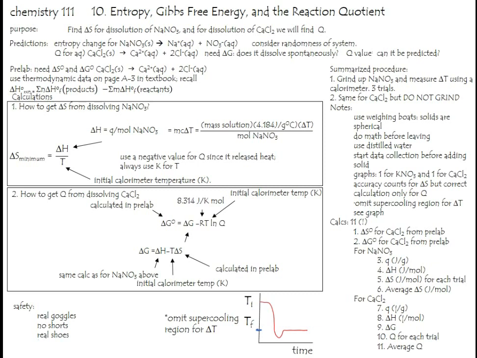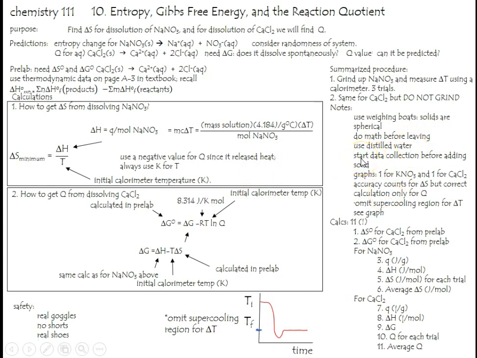Fine. Now, for the second part, we'll do the same thing for calcium chloride. Important note, and this is a modification to the procedure in your book. Don't grind it up. Just use it as it is. And we'll get the same data. Some notes. Both of these solids are spherical in nature, so don't try to weigh them on weighing paper or you'll end up with little ball bearings all over the place because that's what they act like. So be aware that the solids are spherical. Use a weighing boat. Do all your math before leaving. I'll go over it in a minute.